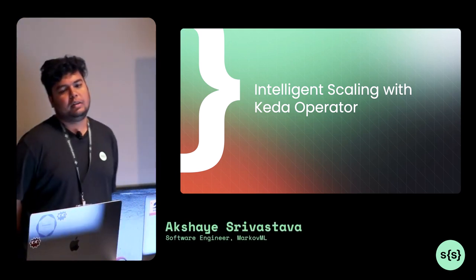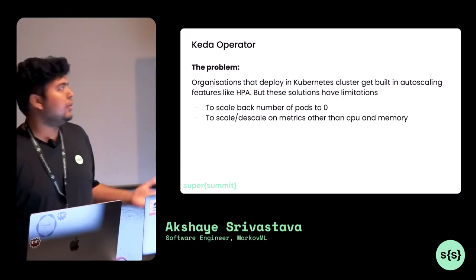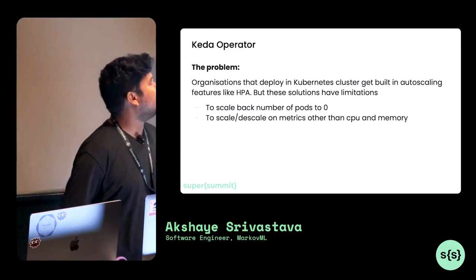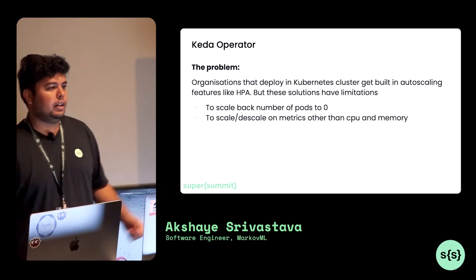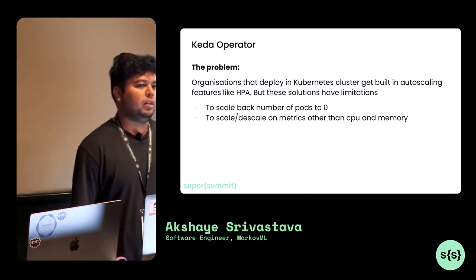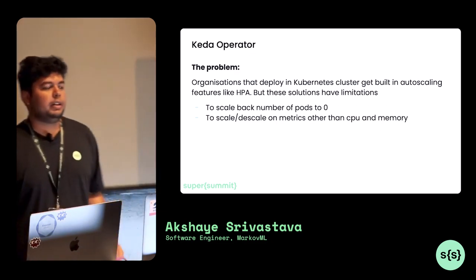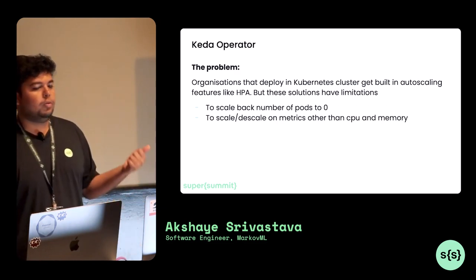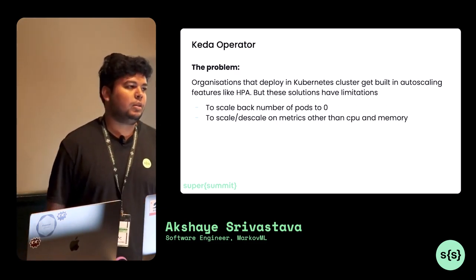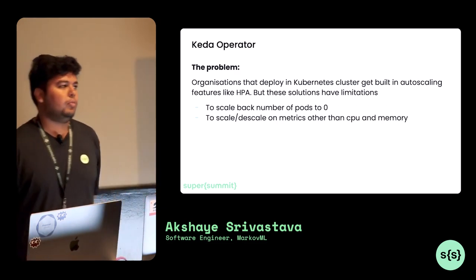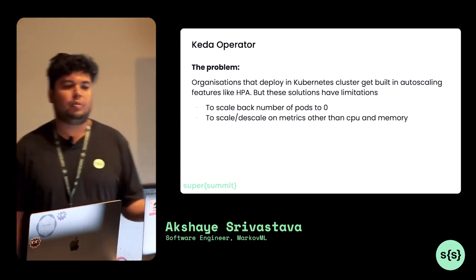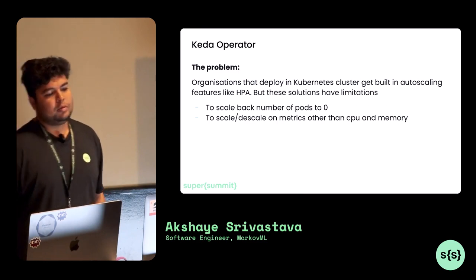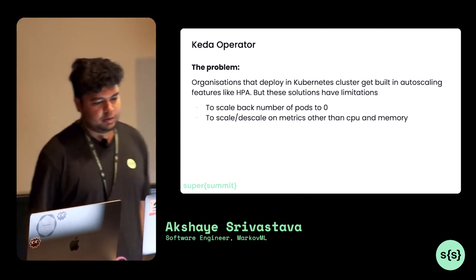So basically, the problem statement, which is why we need Keda Operator, is this. Organizations that deploy in Kubernetes clusters get built-in auto-scaling via horizontal pod auto-scaling. But it has its limitations. What if you want to scale back the number of pods to zero? Or maybe you want to descale on a specific metric, which is not CPU or memory? So this is where Keda comes in.